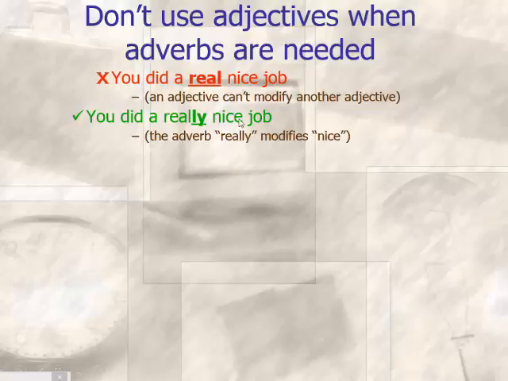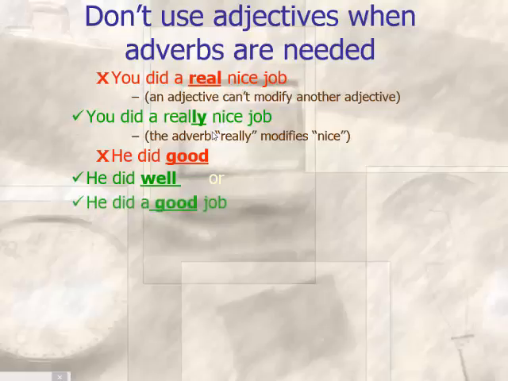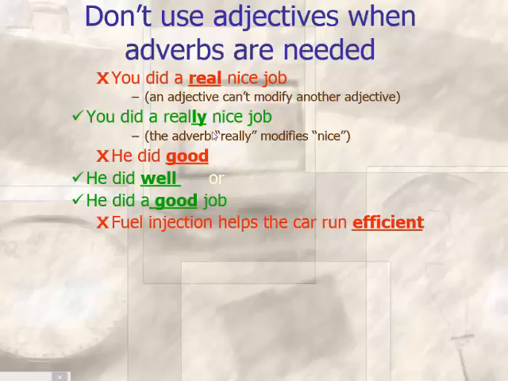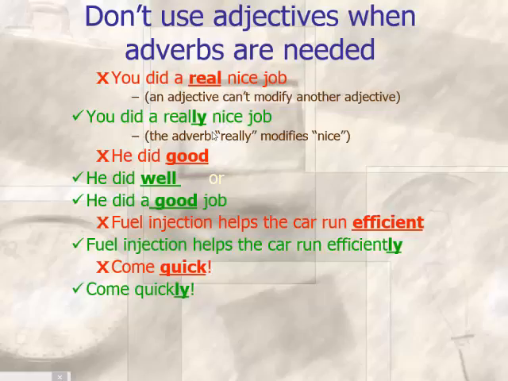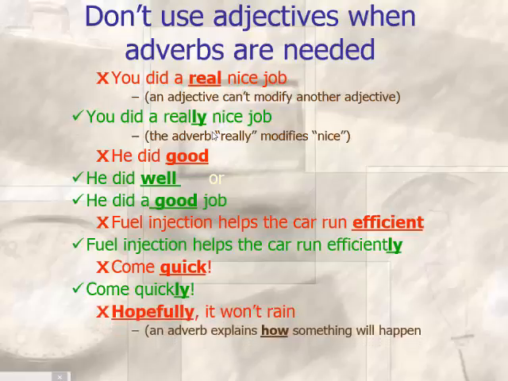Using an adjective before an adverb. He did good. The correct is he did well or he did a good job. Fuel injection helped the car run efficient. The correct is fuel injection helps the car run efficiently. Come quick. The correct is come quickly. Hopefully it won't rain. An adverb explains how something will happen. So the correct answer is I hope that it won't rain.